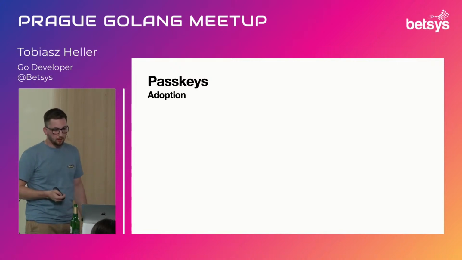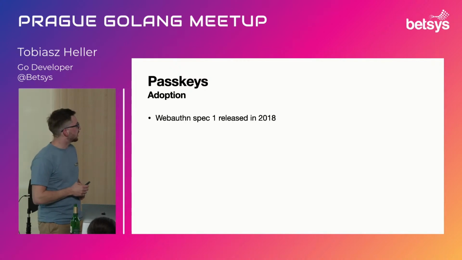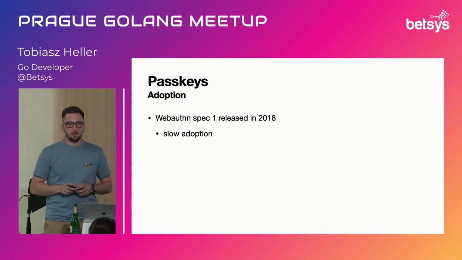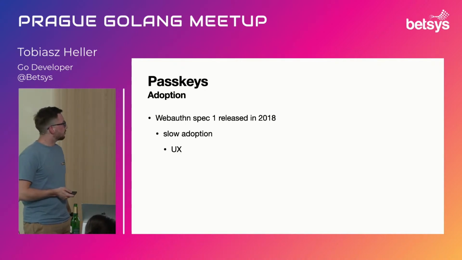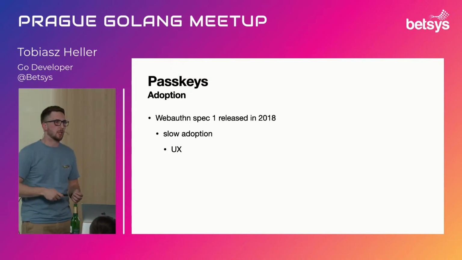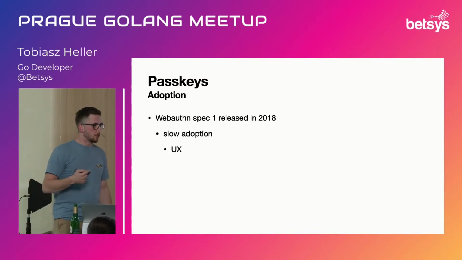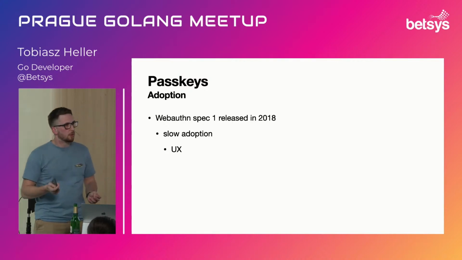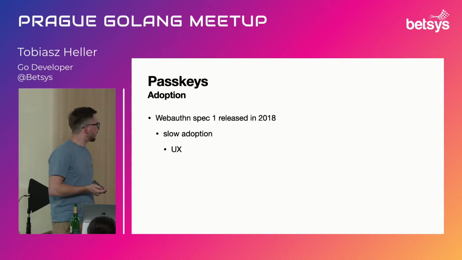So yeah, let's look at the adoption. The WebAuthn specification, the first version, was released in 2018. And unfortunately, initially the adoption was quite slow. First of all, it was because of bad UX. Different browsers were supporting it poorly. There were a lot of problems with Firefox. It's getting better and better. There's this new feature, autofill, which I think works well. And right now, I would say it's better.